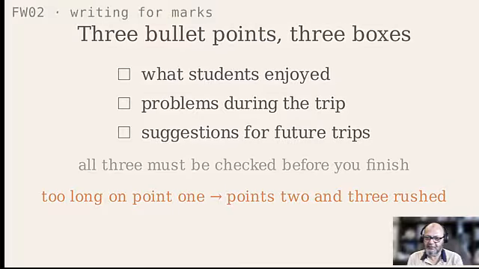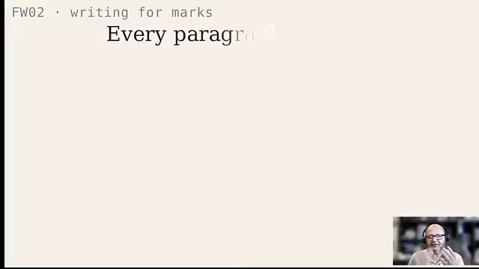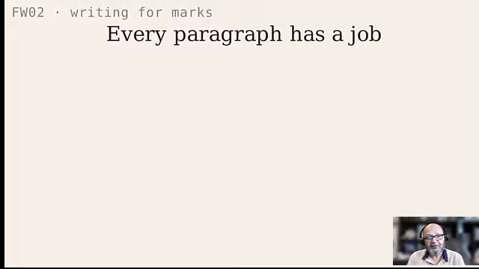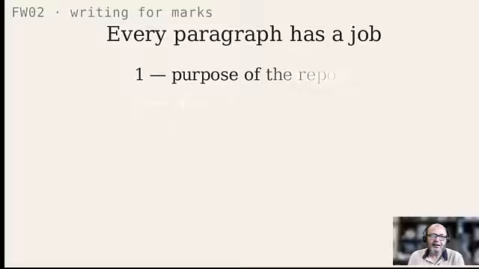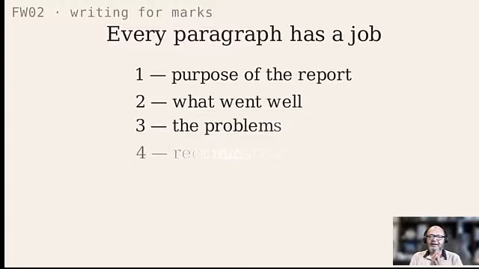Next comes organization. Every paragraph should have a job. Do not throw all your ideas into one giant block of writing. For example, in a report, your first paragraph might explain the purpose of the report. The second paragraph might discuss what went well. The third might explain the problems. And the fourth might give recommendations. So simple organization like this makes your writing easier to follow. And when your writing is easier to follow, your ideas become more convincing.